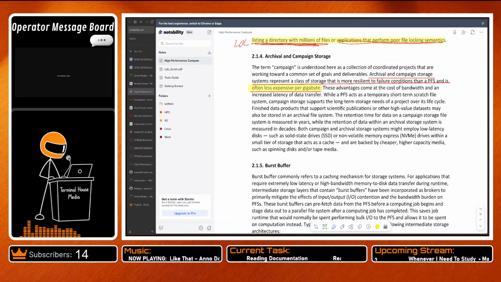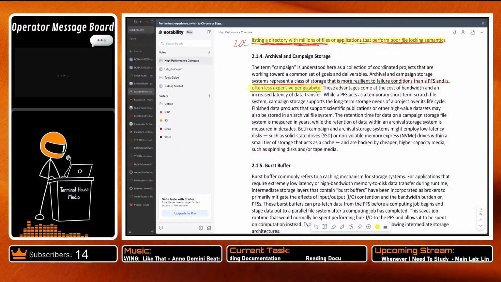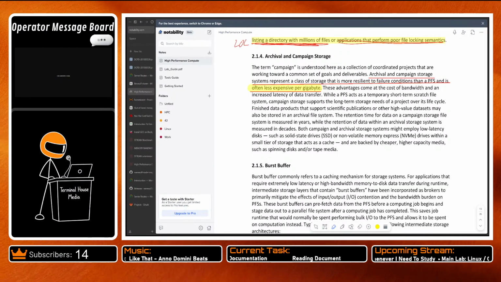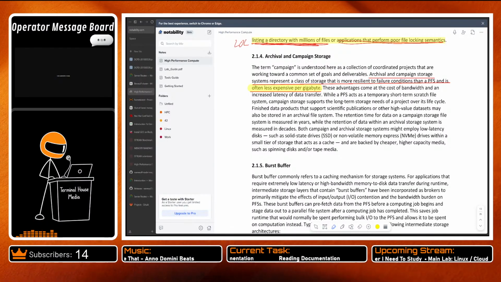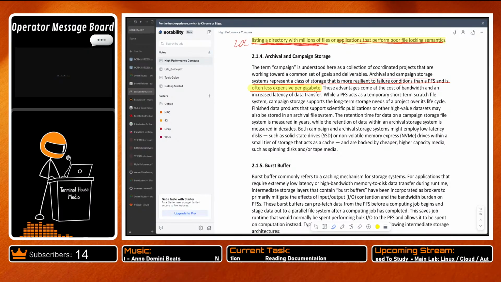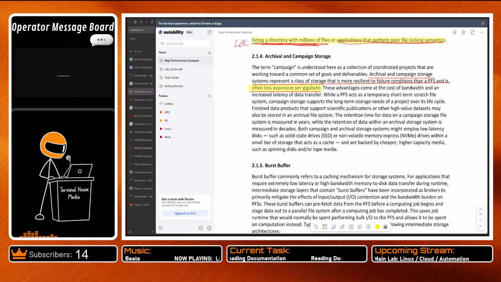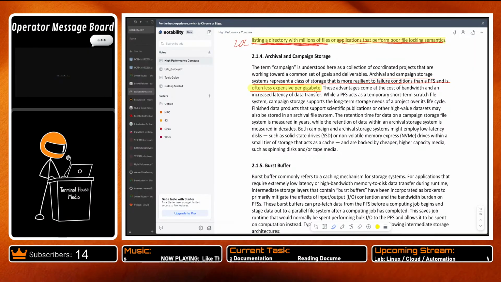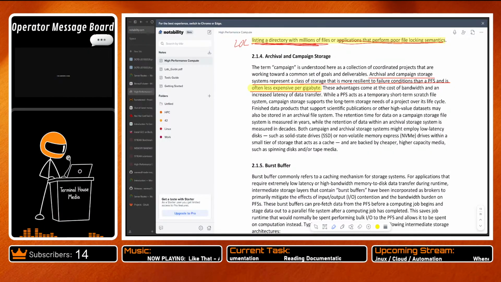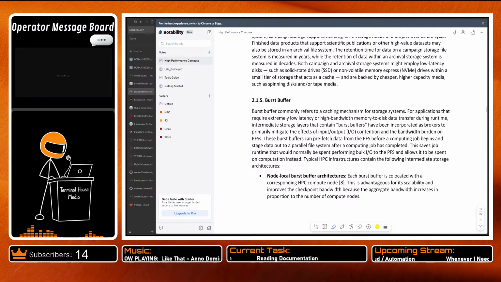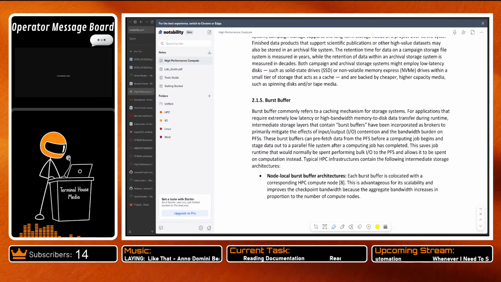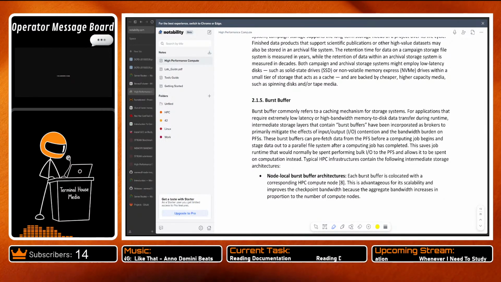Both campaign and archival storage systems might employ low latency disks, such as solid state drives or non-volatile memory express NVMe drives within a small tier of storage that acts as a cache and are backed by cheaper, higher capacity media, such as spinning disk and/or tape media. Burst buffer. Burst buffer commonly refers to a caching mechanism for storage systems.